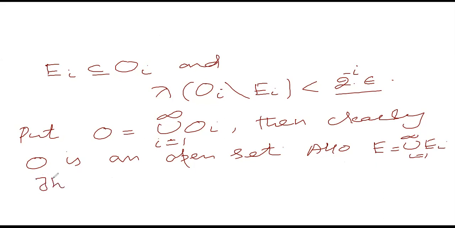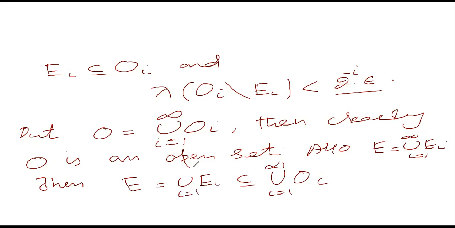Then E is the union of E_i, and each E_i is a subset of O_i. So the union of E_i must be a subset of the union of O_i, with i running from 1 to infinity. This union is equal to O. So E is a subset of O.